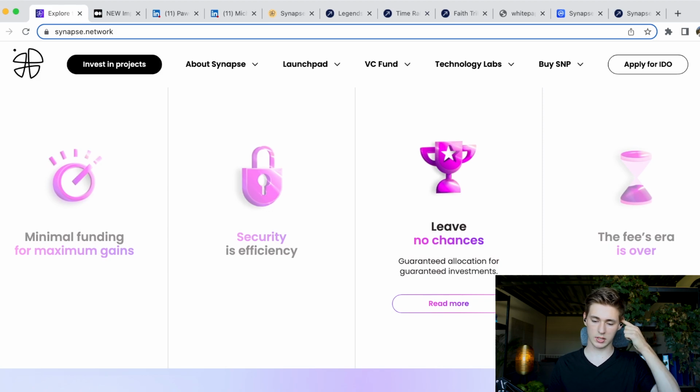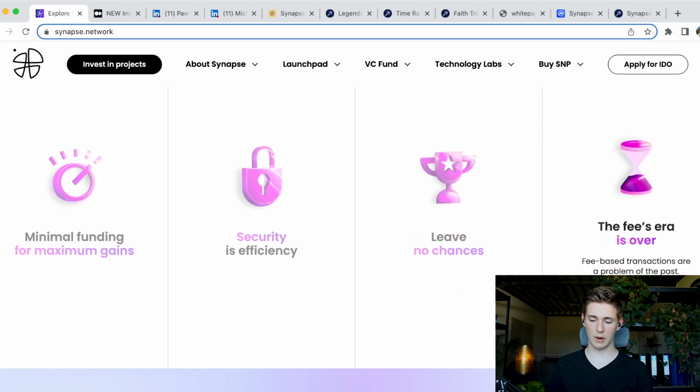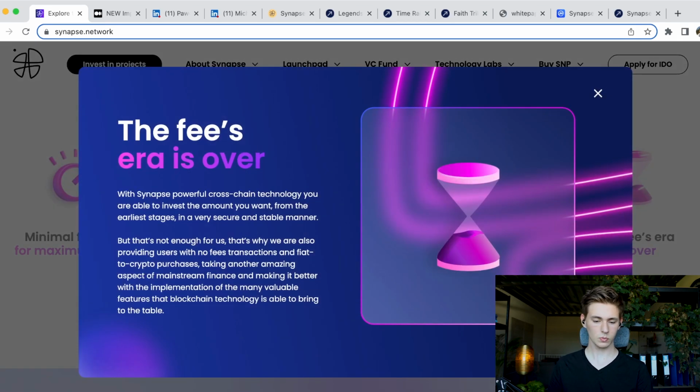Leave no chances. Guaranteed allocation for guaranteed investment. That's of course good, right? Their main two USPs: cross-chain, guaranteed allocation, and the fees era is over. Fee-based transactions are a problem of the past. With Synapse's powerful cross-chain technology, you are able to invest in the amount you want from the earliest stages in a very secure and stable manner.